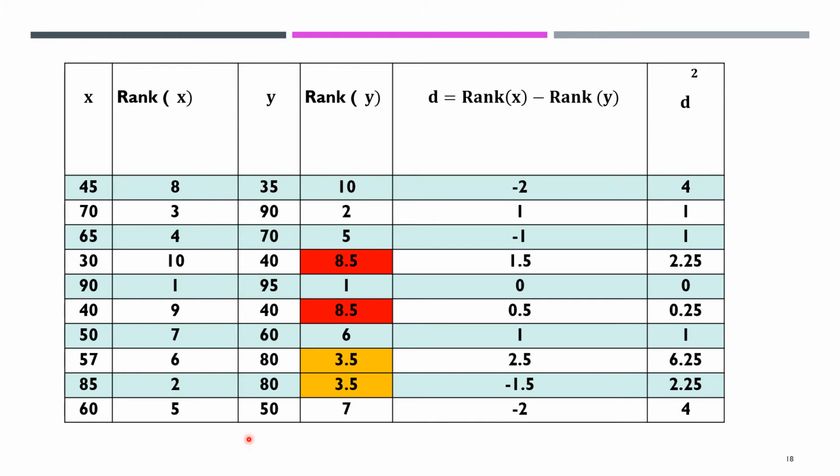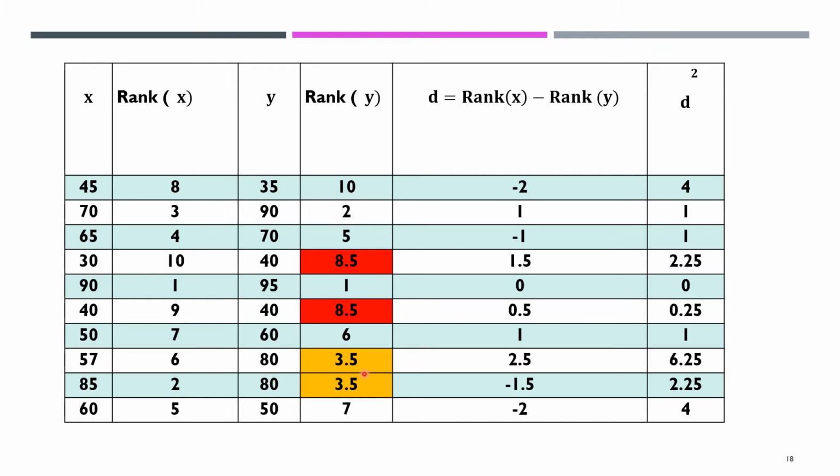In the Y column, the highest number is 95. So 95 is given as rank 1. The next highest number in the Y column is 90. That is given as rank 2. After 90, the next highest numbers are 80 and 80. And these 80 are repeated 2 times. So we have written till second rank.